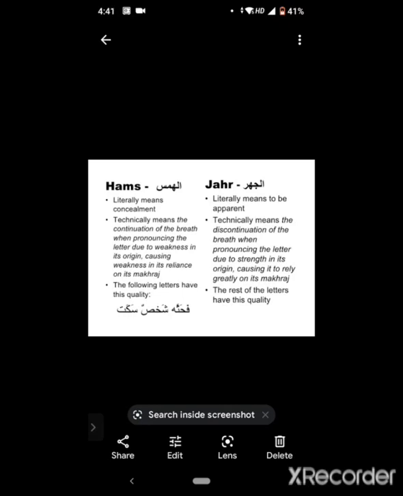So these are the letters of hams. And the sifa of hams, the quality of hams, is visible especially when they are sakin, when they are with sukoon. Generally, this sifat is always with them whenever they are with fatha, kasra, or dhamma, but it is more visible, more clear when they are with sukoon. That's why whenever there is kaf sukoon, I say read like this: ak, at. Okay, so after taking out these letters, whatever letters are left, those are the letters of jahr.